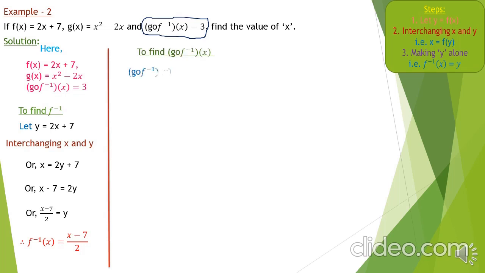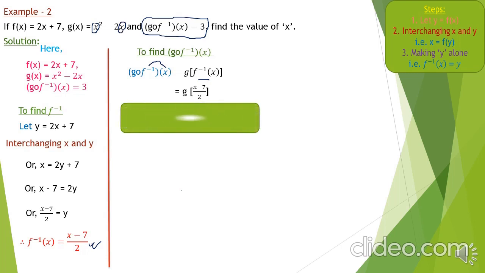Now f inverse is the function which takes the input first. Just now we found f inverse x, x minus 7 by 2. Apply it. Input is x, so output is x minus 7 by 2. Now the output of the first function, f inverse x, is the input for the second function g. So all x of g must be replaced. This time we have 2x right here, so these 2x will be replaced by x minus 7 by 2.